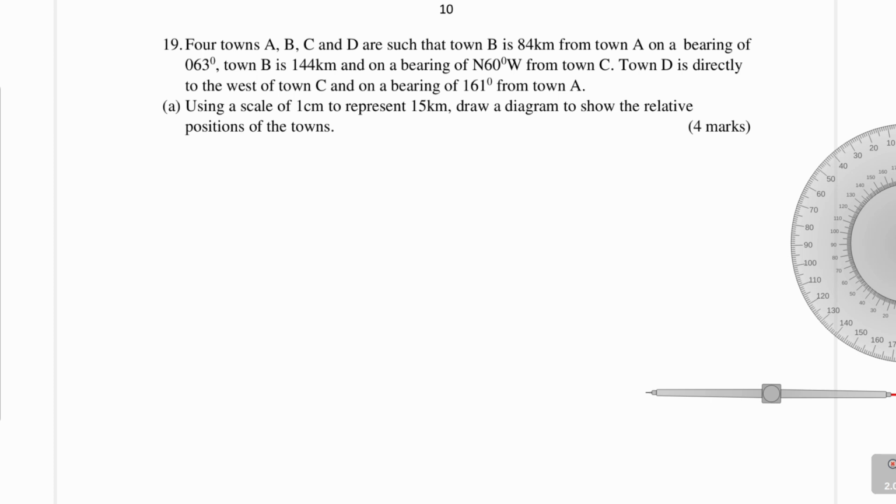Four towns A, B, C, and D are such that town B is 84 kilometers from town A on a bearing of 063 degrees. Town B is 144 kilometers on a bearing of north 60 degrees west from town C. Town D is directly to the west of town C and on a bearing of 161 degrees from town A. Using a scale drawing of 1 centimeter to represent 15 kilometers, draw a diagram to show the relative positions of the towns. 4 marks. So that is the first part.